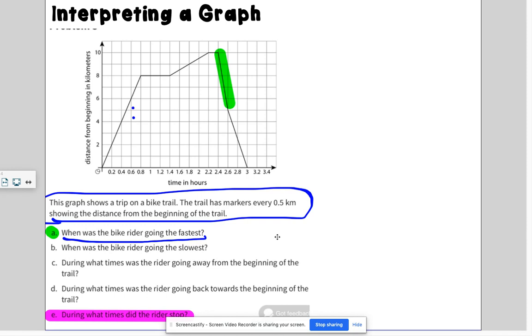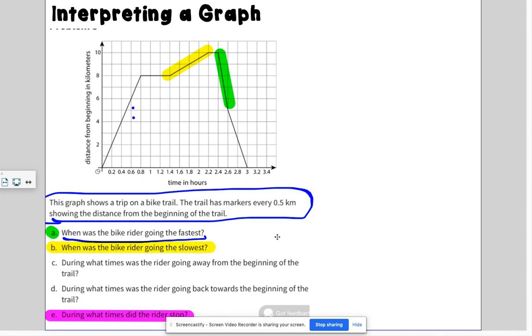I can see that this part right here has a very not steep slope. It has the least steep slope on this graph, the least steep rate of change. So we know that that part of the graph is where the bike rider is going the slowest.